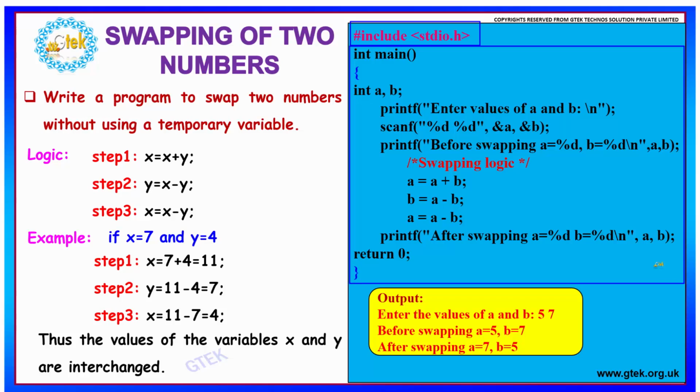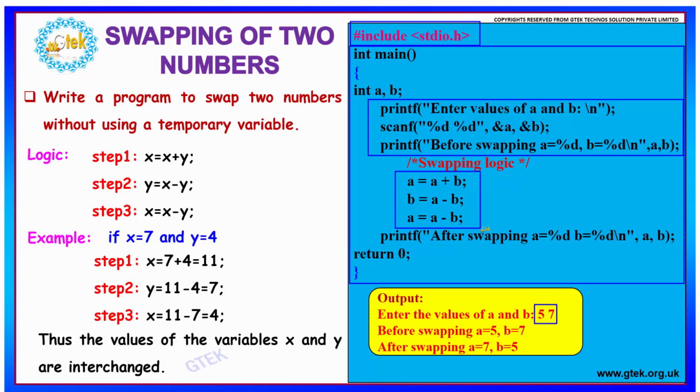We have to get both the values from the user. So for that, we are writing a print statement and a scan statement. To assure that the user has entered two values, we are printing the numbers before swapping them. And then comes our logic.